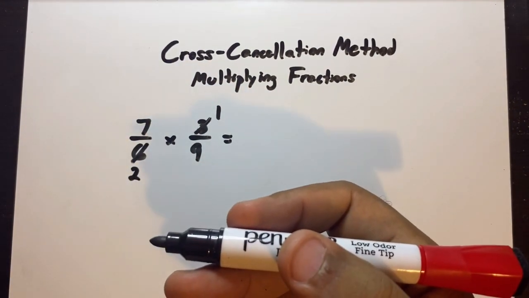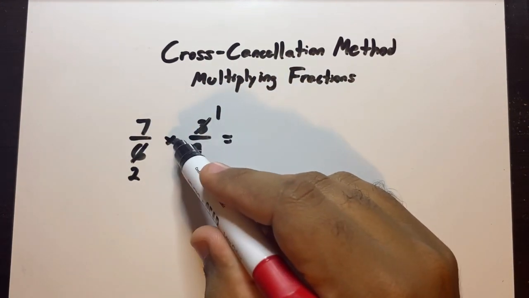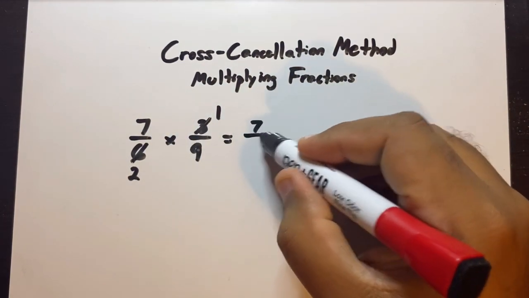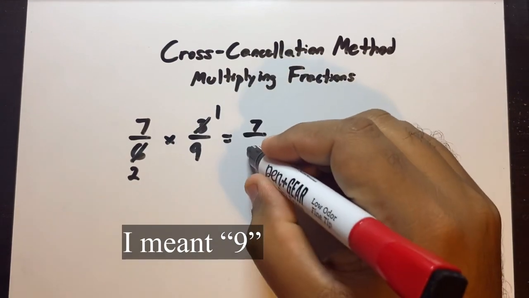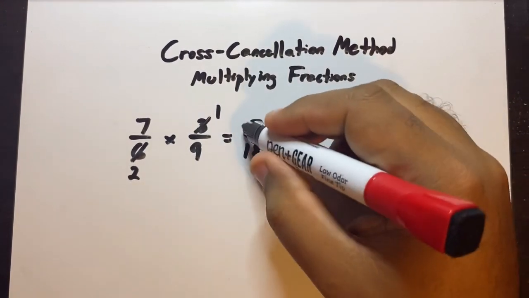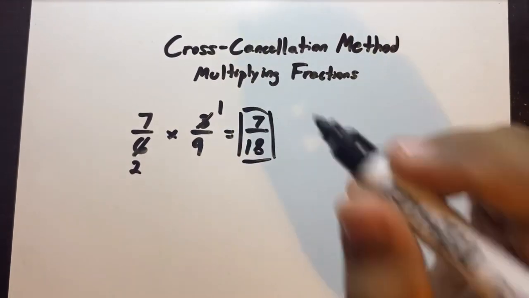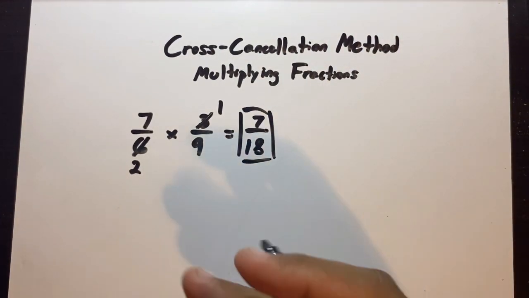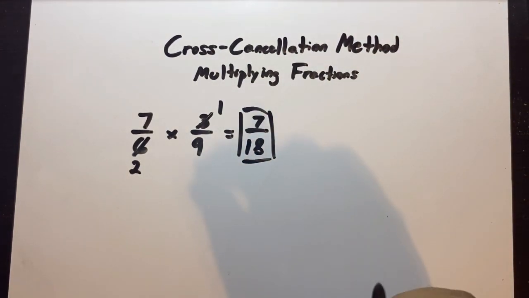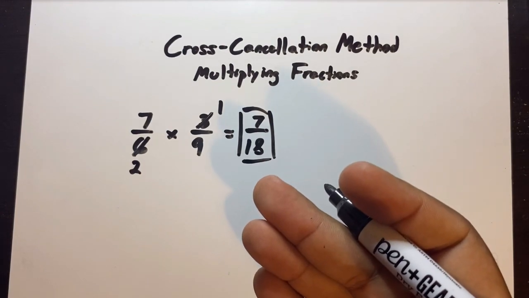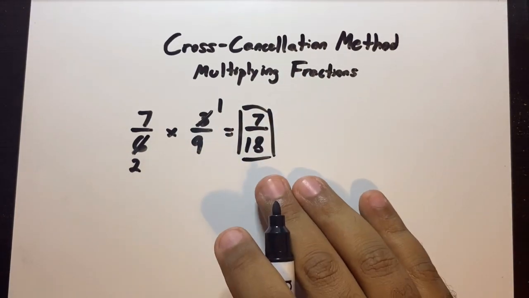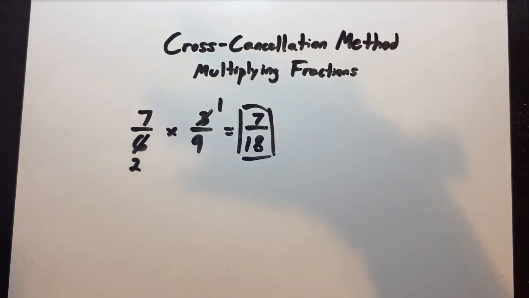So now I'm just going to multiply normally. 7 times 1 is 7, and then 2 times 9 is 18. That's my answer. If I had done it the longer way, it probably would have taken me slightly longer, and I may have had to simplify in the end. But this made it much easier. I don't have to simplify at all.